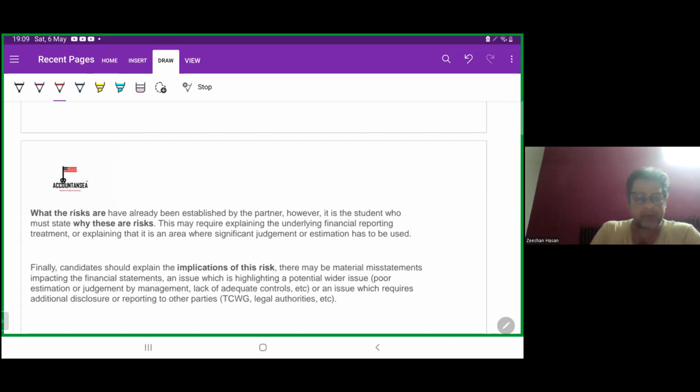There may be material misstatements impacting the financial statements, an issue which is highlighting a potential wider issue, such as poor estimation or judgment by management, lack of adequate controls, etc., or an issue which requires additional disclosure or reporting to other parties, that is, those charged with governance, legal authorities, etc.